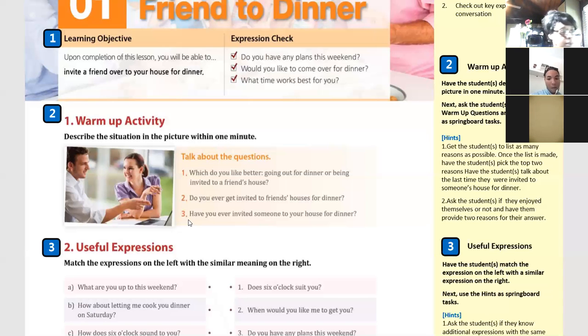Okay. You still have 34 seconds. Continue talking. Well, the man is pointing at something on the computer. He seems to suggest something on the computer, and she seems to agree with him. 9 seconds, continue.